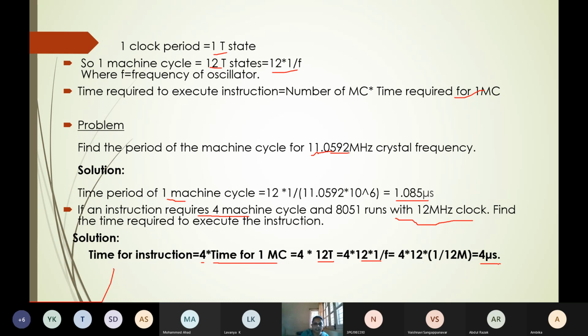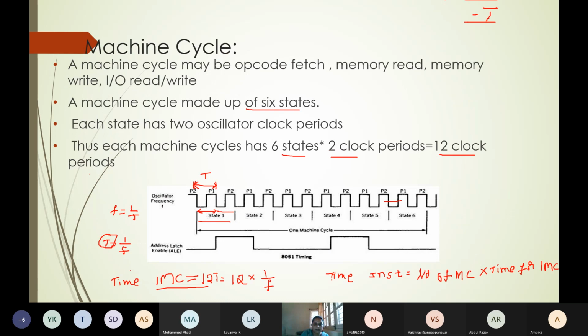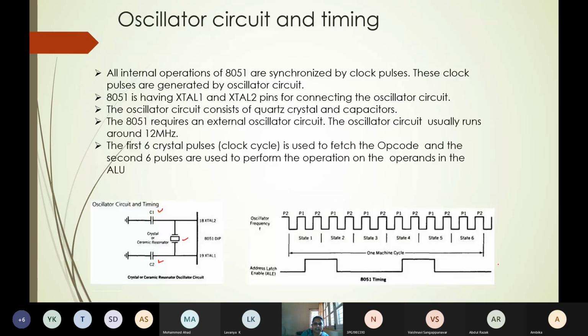Got it? Any doubt about the instruction cycle and machine cycle? Any doubt? No, ma'am.